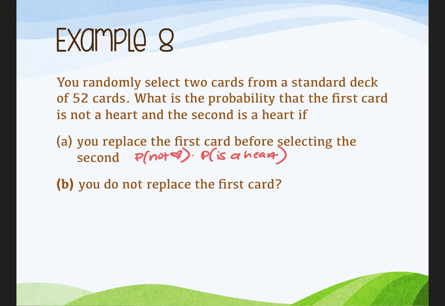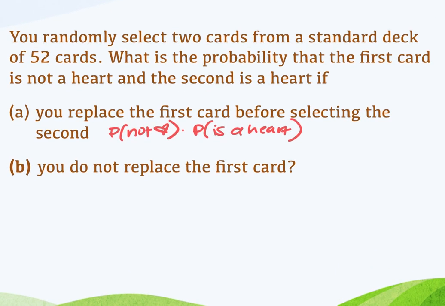So not a heart would be how many? 39 out of 52. Probability it is a heart? 13 out of 52. So this could reduce, this would be 3/4, and this would be 1/4. And I'd get 3/16.